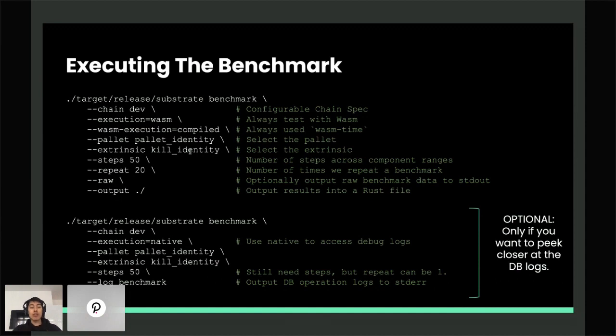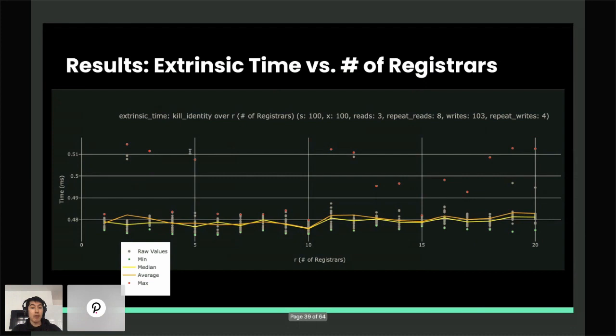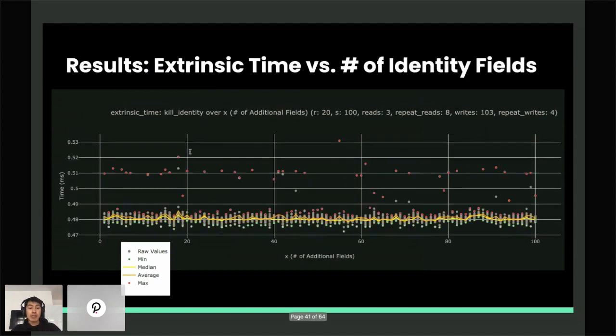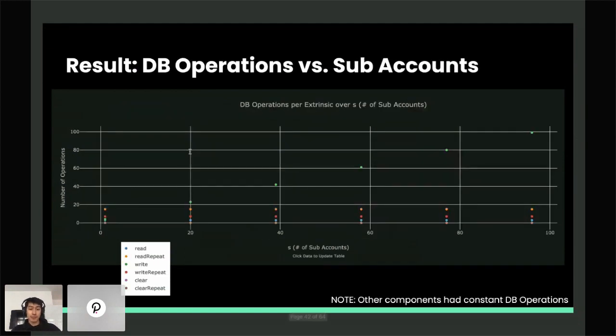And when we call this CLI, we're running our code and getting these outputs, these graphs, which tell us what the results of these different benchmarks were. You can see here for each component, as I mentioned, there are 3 components in this benchmark, so there are 3 graphs we're looking at. This is a very good example of a component which has a linear effect on the extrinsic time. We also look at the database operations, which also produces a graph.